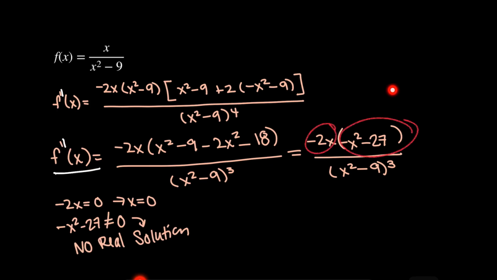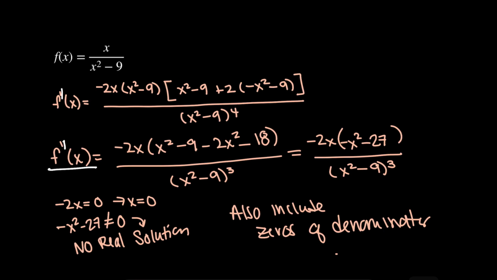I'm going to figure out where this second derivative equals 0. The only way a fraction can equal 0 is if the numerator equals 0. So negative 2x equals 0 has a solution of x equals 0. Negative x squared minus 27, that's never going to equal 0. This reminds me of when we worked with the first derivative. We isolate the x squared, we get x squared equals a negative number. That doesn't have any real solutions. So I have only one place where the second derivative is 0, and that occurs at x equals 0.